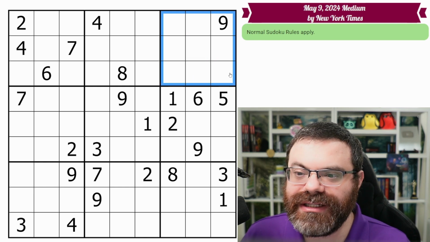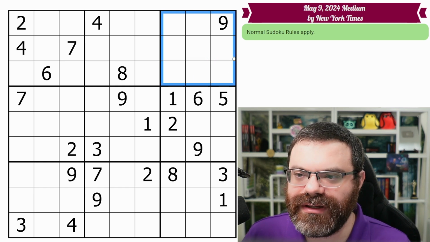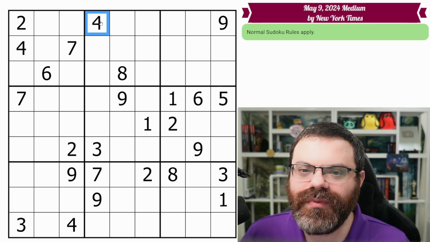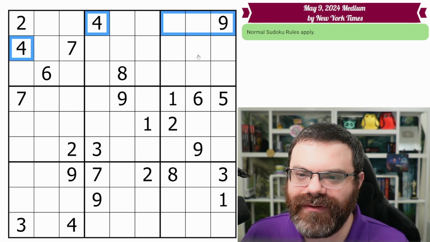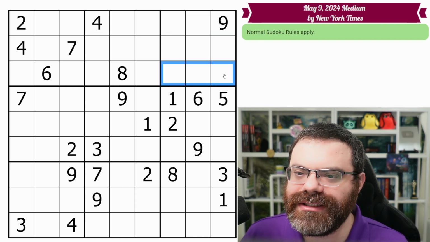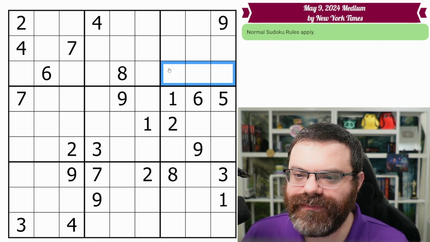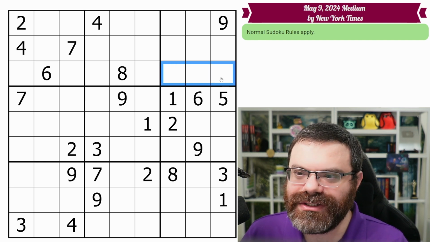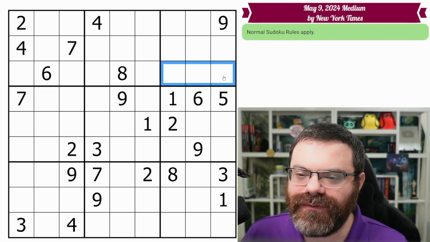This box does need a 4. It's going to be in here somewhere. We don't know where it is yet, but we know it can't repeat in this row, and we know it can't repeat in this row, and they already have 4s. So there's only one row within the box that can have a 4, so that's where it's going to be. So in the final solution, one of these 3 cells will be a 4.